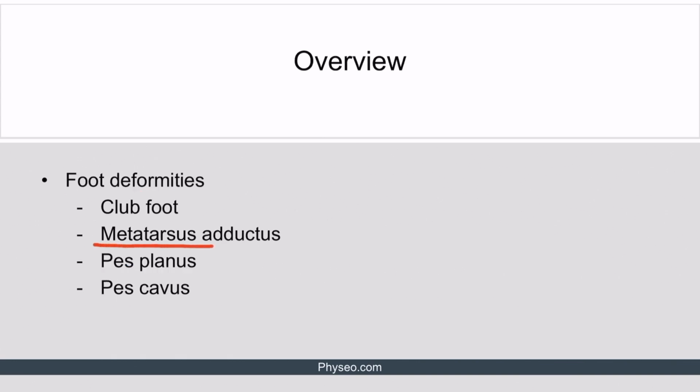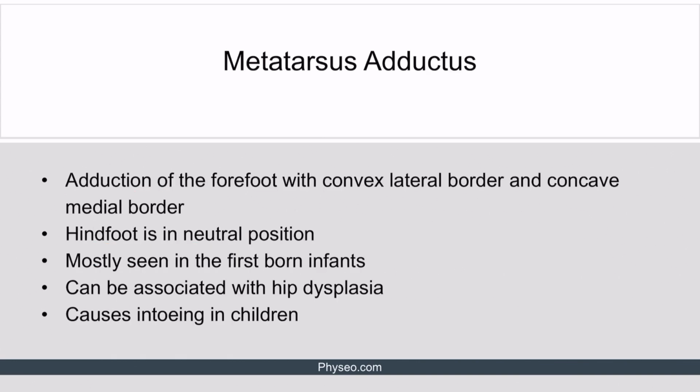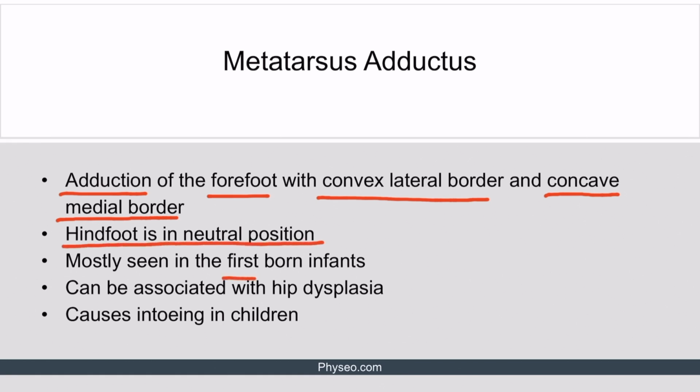Next, it's metatarsus adductus. It is adduction of the forefoot with convex lateral border and concave medial border. Notably, hindfoot is in neutral position. This deformity is mostly seen in firstborn infants and can be associated with hip dysplasia.